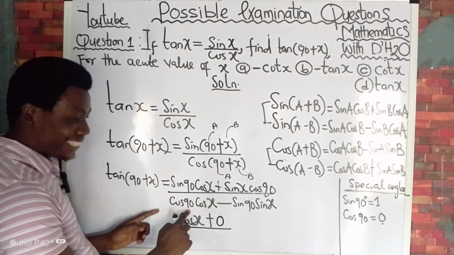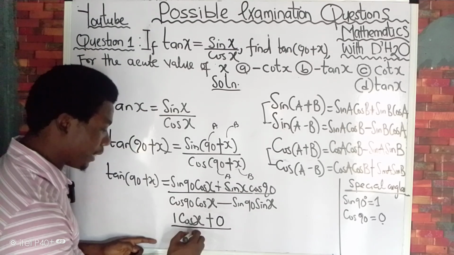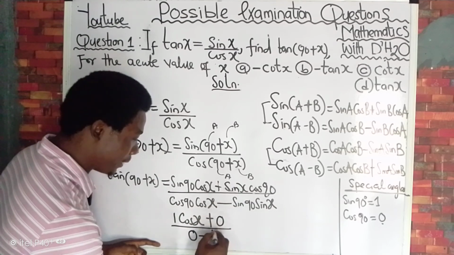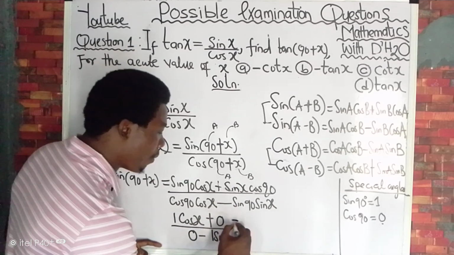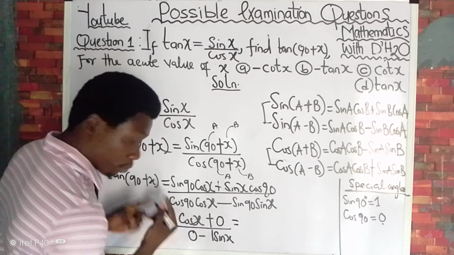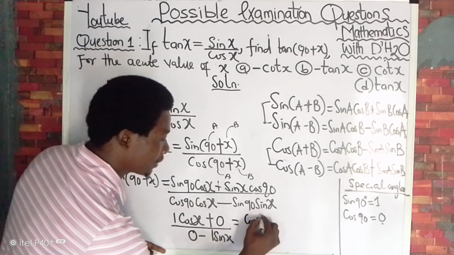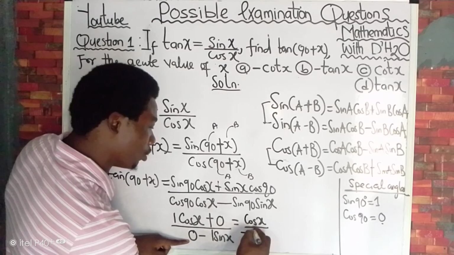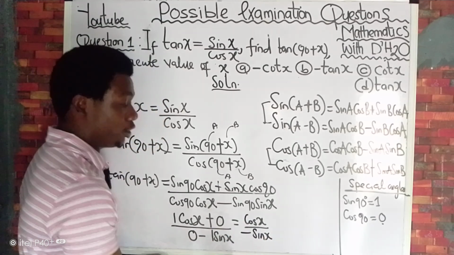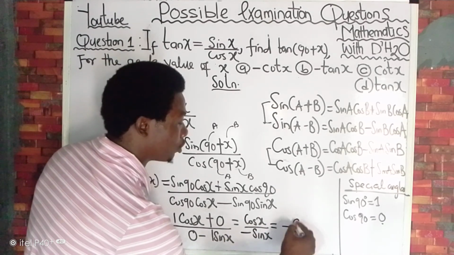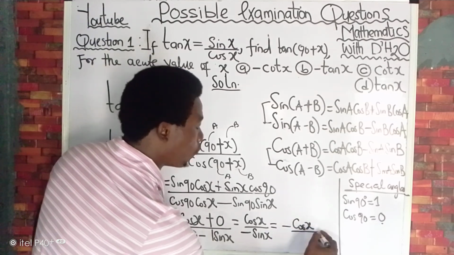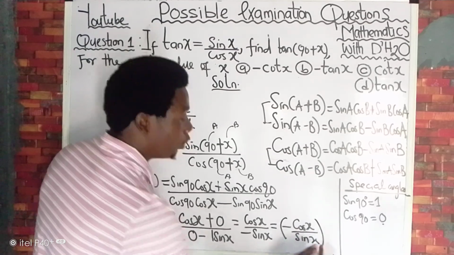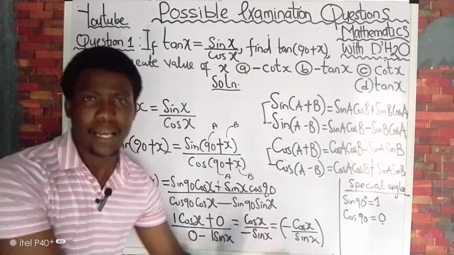All over, cos 90 is also 0, times cos x is 0. Minus sine 90 is 1, times sine x. So what we have is 1 times cos x, which is the same thing as cos x, over 0 minus sine x, which is minus sine x. So we can still do it this way. That is equal to minus cos x over sine x. However, you can take the minus out. This becomes our final answer.